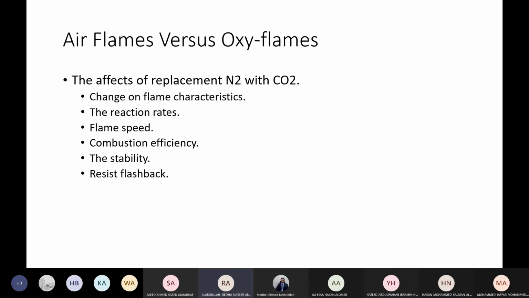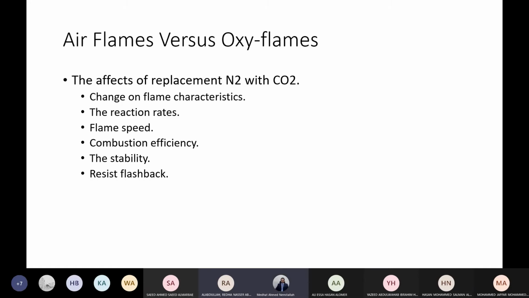The minimum oxygen fraction needed in CO2 to replace nitrogen and stabilize the flame, compared with 21% for the air-fuel flame, was found to be in the range of 30% to 40%.